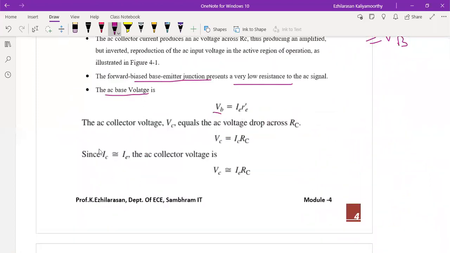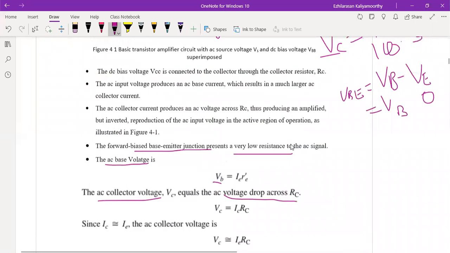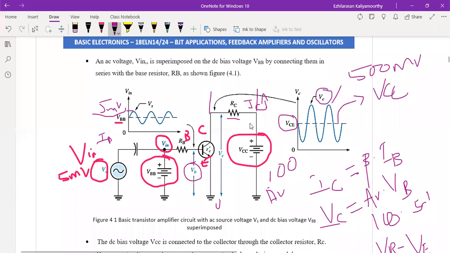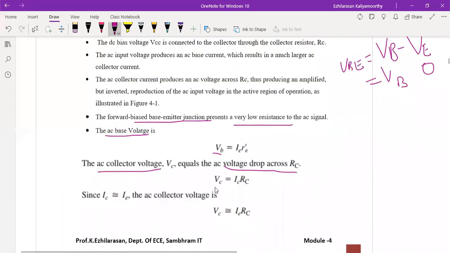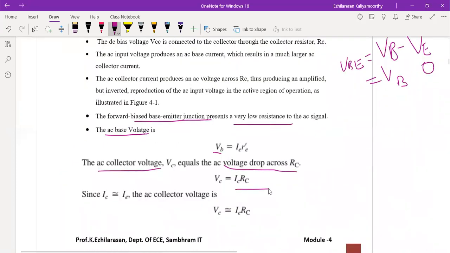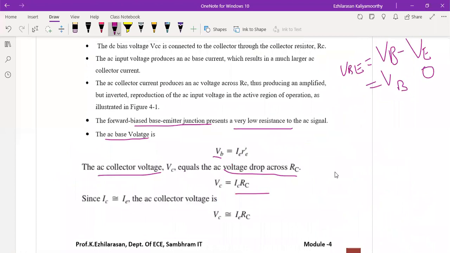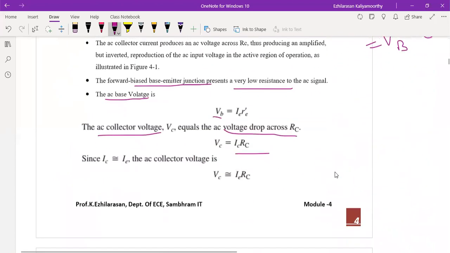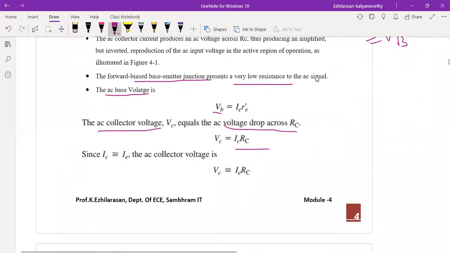Now let us see the AC collector voltage. The AC base voltage is over. Collector voltage VC is equal to the AC voltage drop across RC. This is the RC. So VC is equal to IC into RC. Now what is the relation between VB and VC? As I said earlier, the base current is very, very small, less than the collector current as well as the emitter current.